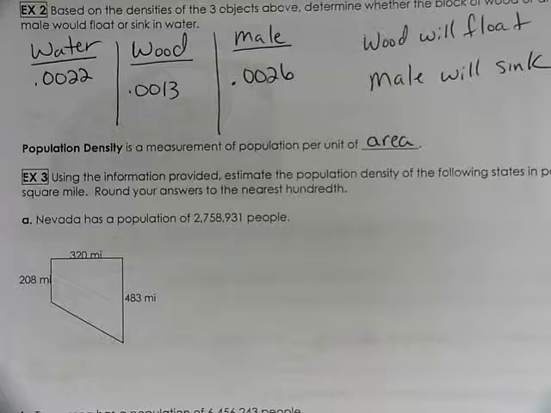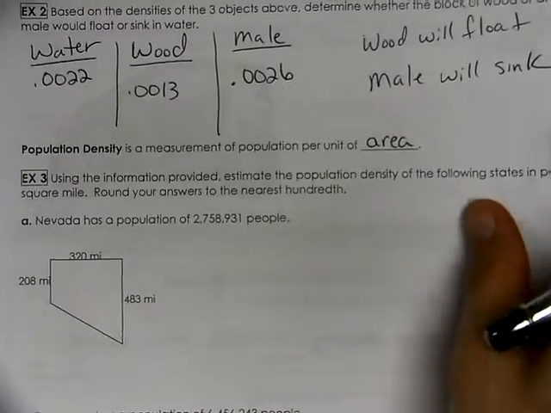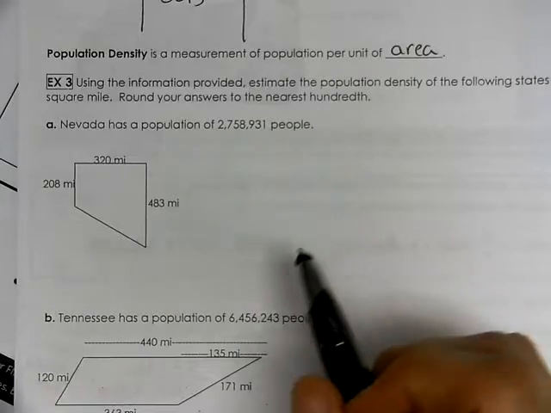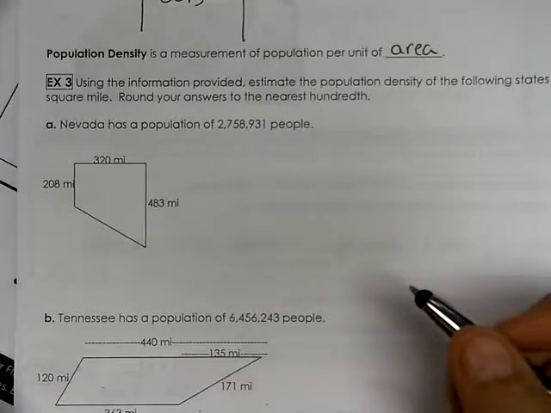Especially when it comes to your homework, you're going to have to do area. So we're going to look at the population density of two of the following states. Round your answers to the nearest hundredth. So it's people per square mile is what we look at for population density.